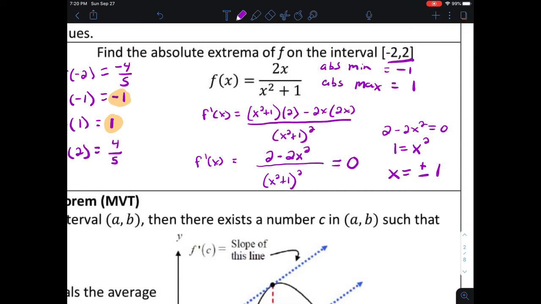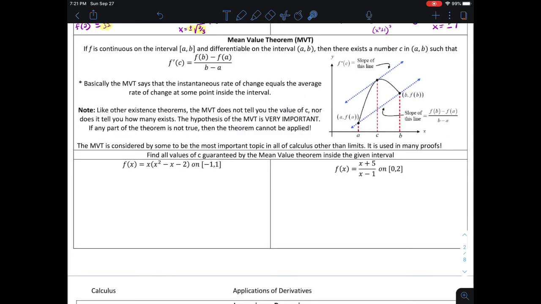So our last existence theorem that we're going to talk about in this video is the mean value theorem. Now the mean value theorem is often considered by a lot of people to be one of the most important theorems in all of calculus because of its use in proving many of the concepts that you learn throughout calculus.